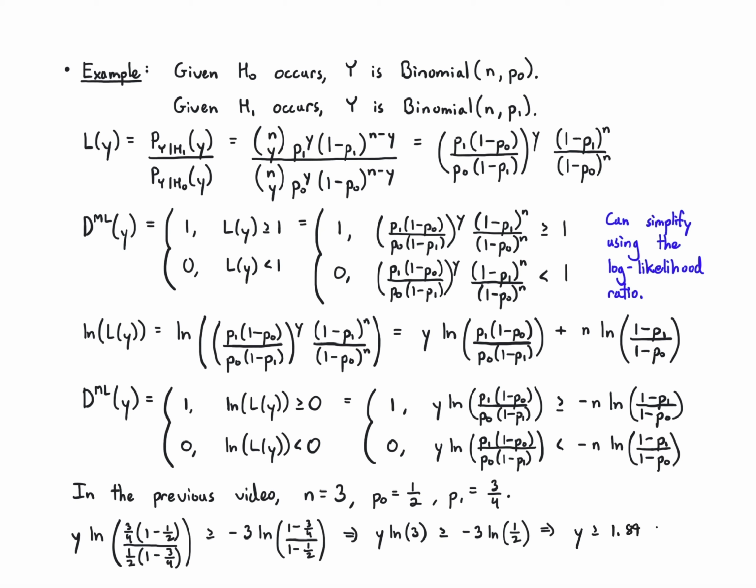And since it's discrete, what that means is y is either 2 or 3. Because y in this case takes integer values and the highest possible value is n. So the only values of y that satisfy the condition that it's greater than or equal to 1.89 are 2 and 3. And this is exactly the ML decision rule we worked out with the table before. So it's the same thing. Okay, let's do a continuous example.